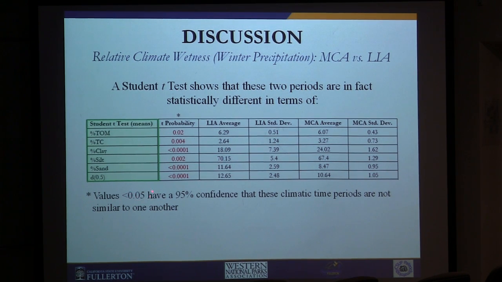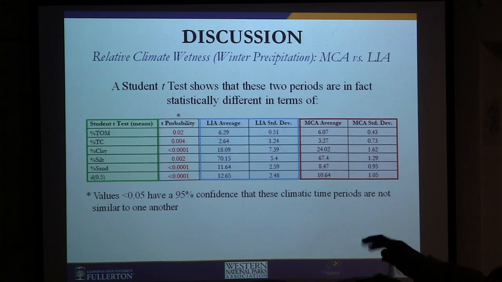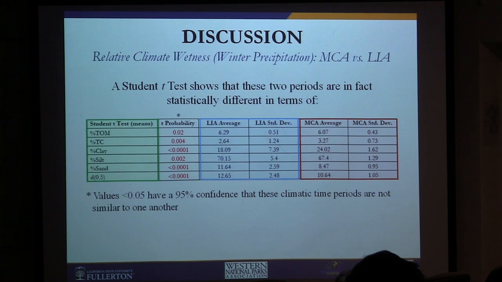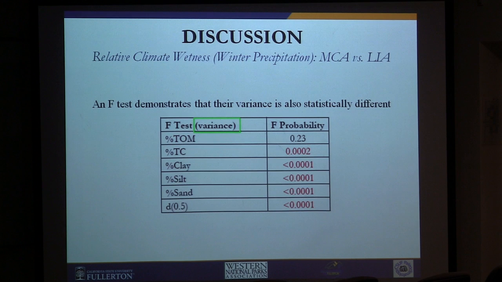are less than 0.05, which means there is a 95% confidence that these climatic time periods are not similar to one another. So there is a difference between the LIA and the MCA. And you can see these numbers compared to these are different. So we're seeing statistically now that the sediment from the total carbon and total organic matter do show a difference between each other statistically. We also ran an F-test that demonstrates their variance is also statistically different.